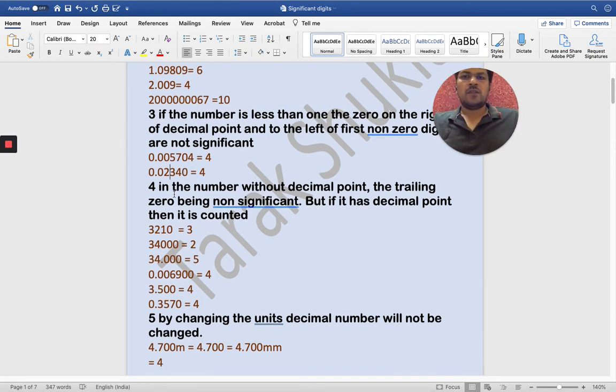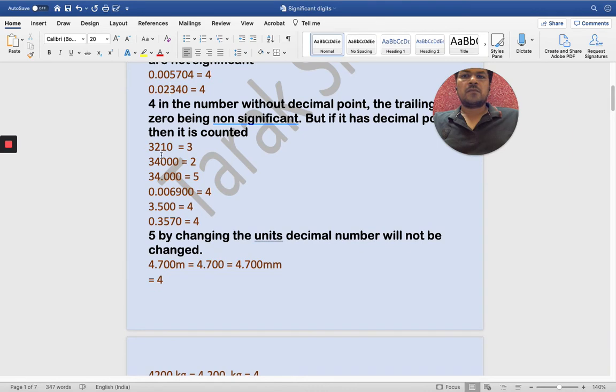The next case is when you have trailing zeros and your number is a larger one, without a decimal point, and it contains zero at the end. It is not considered a significant digit. Let's say we have 3210. We cannot consider this zero, so we only consider 3, 2 and 1. So our significant digits are 3.